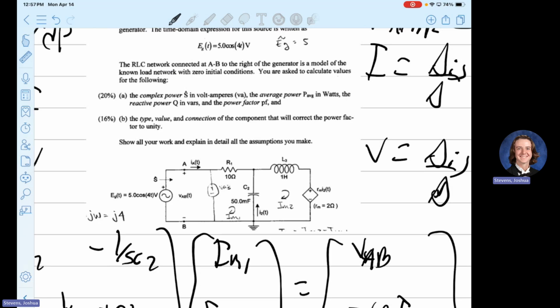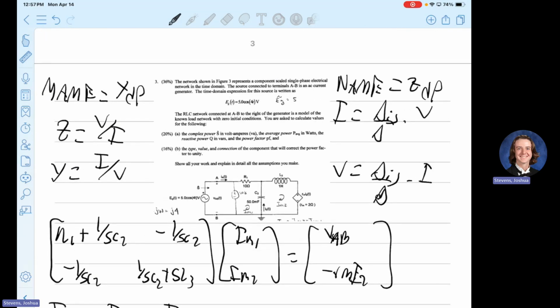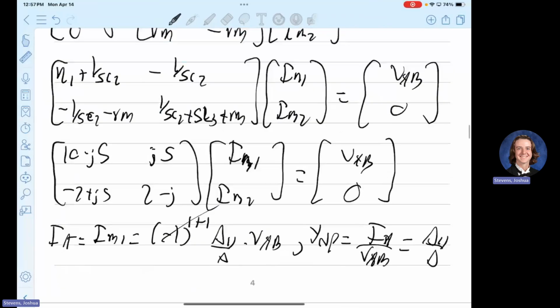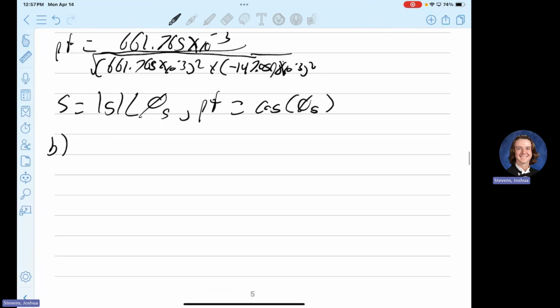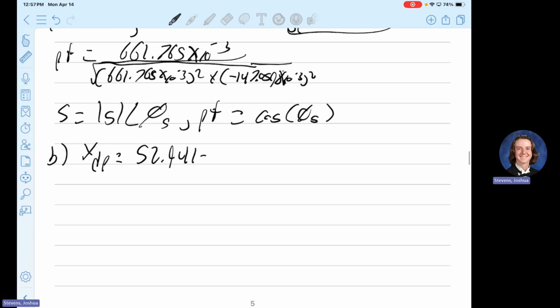Yes, you have to add the opposite sign of whatever you have. So what did we find? We found YDP. So our YDP is equal to 52.941 minus j 11.764 times 10 to the negative third.